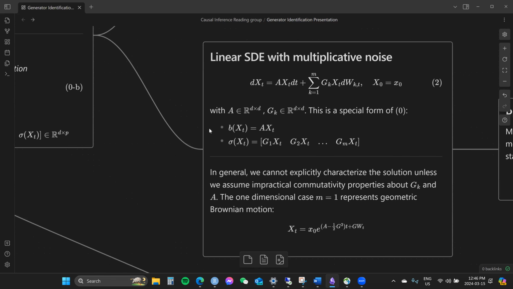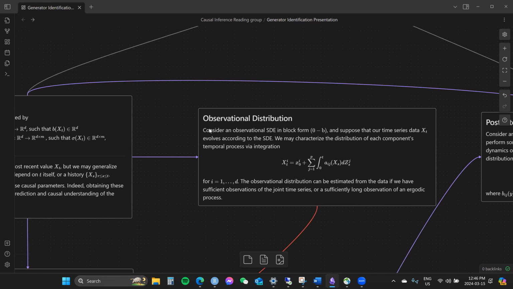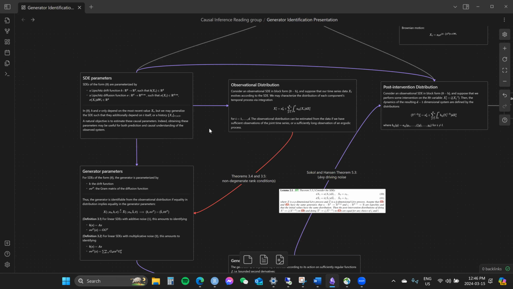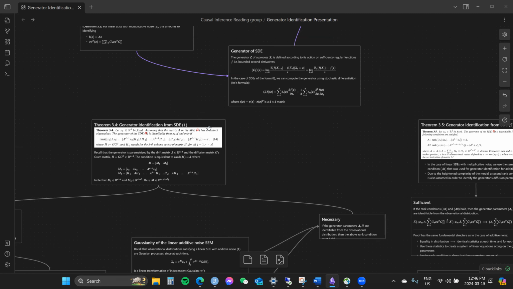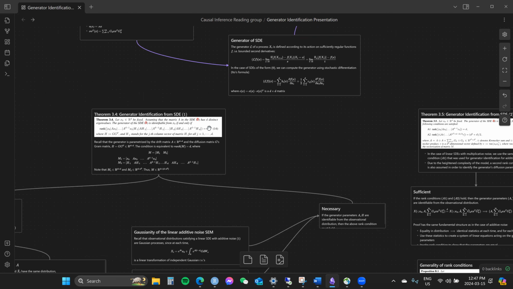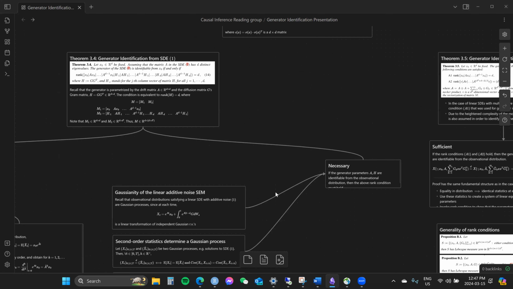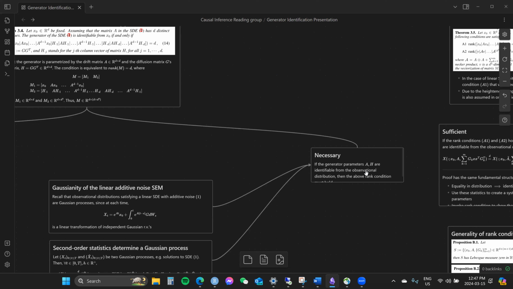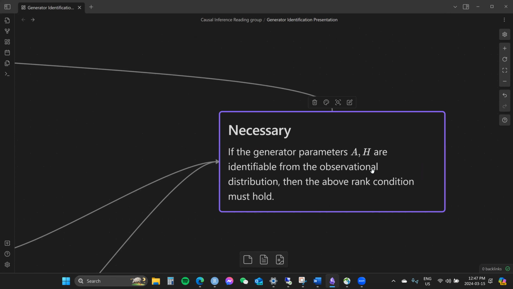I won't take too much longer with the theory. So we just showed that in the additive case, a sufficient condition, if you do the rank, is that two different observational distributions, if they have the same distribution, will allow you to identify the parameters for the generator. It turns out that this is actually necessary too in this case. What I mean by that is if you have identifiability, then this rank condition must hold in this case.